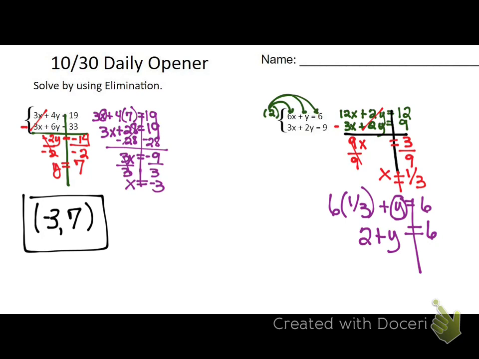Still not done because that y is still not by itself. Minus 2. Minus 2. Y is going to equal 4. My ordered pair, what's my x value? 1/3 and then 4.